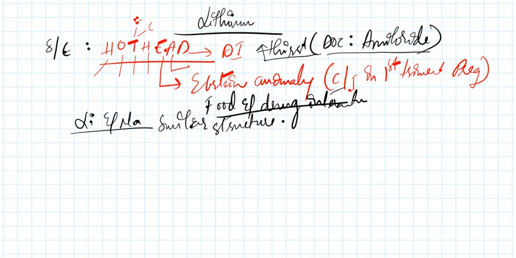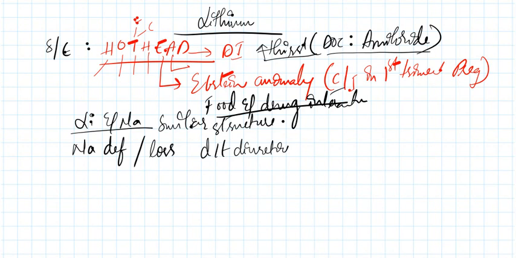Structurally they look similar. Now, if there is sodium deficiency or loss, due to diuretics, which diuretics cause sodium loss or deficiency? Thiazides. Write down this statement in a bracket. Thiazides cause more sodium loss than potassium-sparing diuretics, which cause more than loop diuretics. It is the order.